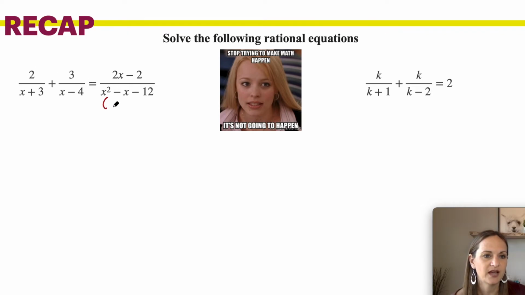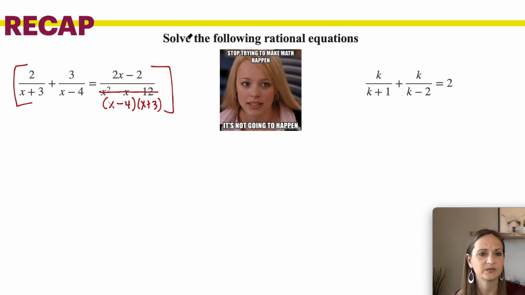Okay, for the first one, I need to factor this part out to see what I get. Oh, which is nice because it happens to be very close to the other denominator. So I have an x plus 3. I'm going to have to multiply everything by an x plus 3. I have an x minus 4. I'm going to have to multiply everything by x minus 4. This x minus 4, I already have it up here, so I don't have to write it again. And x plus 3, I already have it up here, so I don't have to write it again.